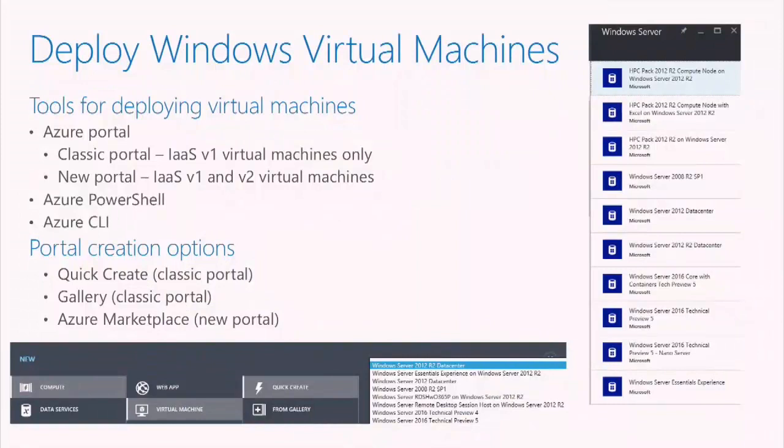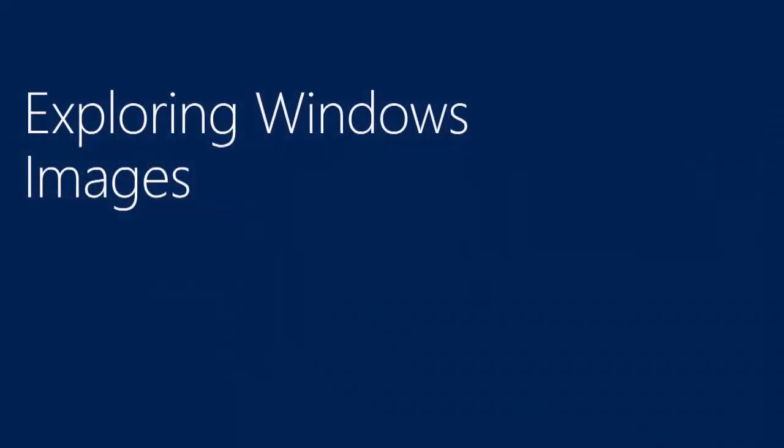You can do this via PowerShell, and you can also do this via the Azure cross-platform client that we're going to talk about towards the end of this module. And then finally, you can do it in the portals. You can do a quick create in the classic portal, which creates a VM for you from a template VHD. There's a gallery, which is a library of virtual machines. A lot of them have pre-installed software like SQL Server. And in the new portal, this is all done via the Azure Marketplace. So with that in mind, let's look at some ways that we can create basic Windows virtual machines within Azure.